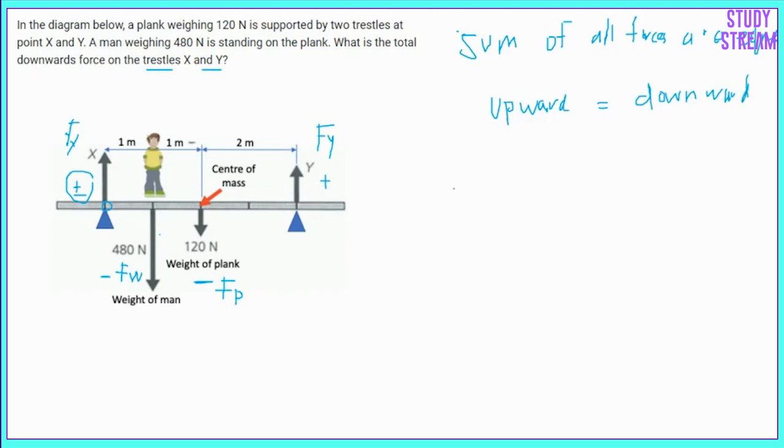Or the sum of all forces. I think this is how you write the sum in mathematics. So in mathematics and physics, the sum of all forces should be equal to zero. Okay. So what are all the forces that we have? We have the Fy, so the sum Fy equal to zero, and then the sum Fy is this.